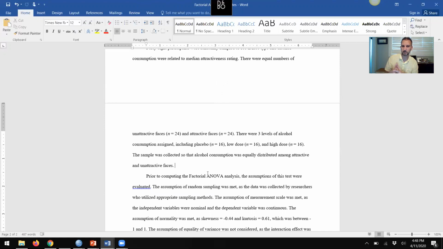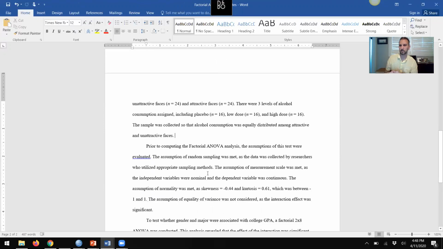Now, the next step is really to jump into our factorial ANOVA, but we have to explain what the assumptions were. So the assumption of random sampling was met as the data was collected by researchers who utilize appropriate sampling methods. You can keep that as is. The assumption of measurement scale was met as the independent variables were nominal and the dependent variable was continuous. So these two sentences you will not have to change for the homework. They will stay exactly the same.